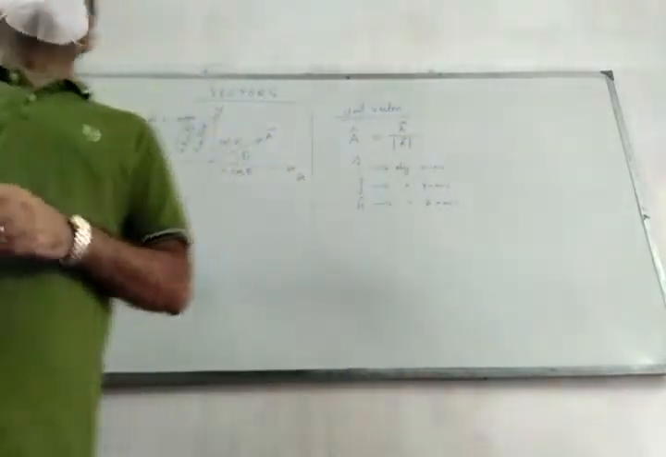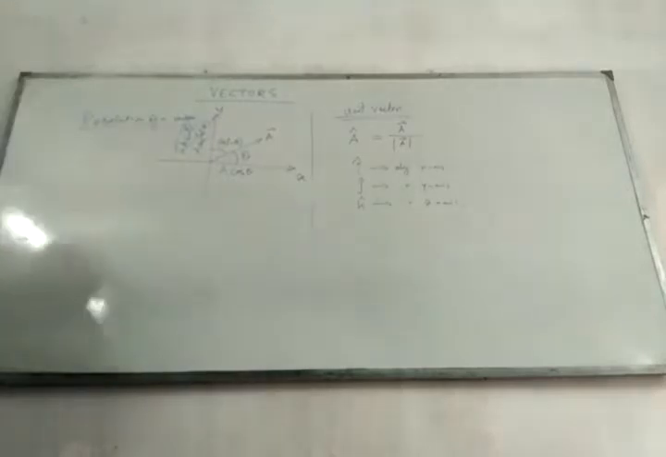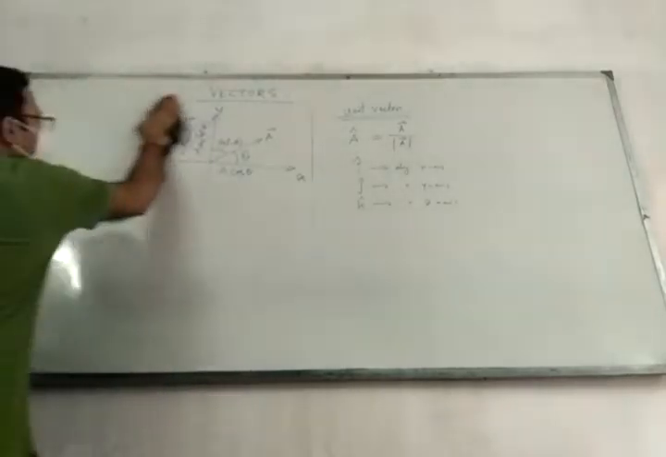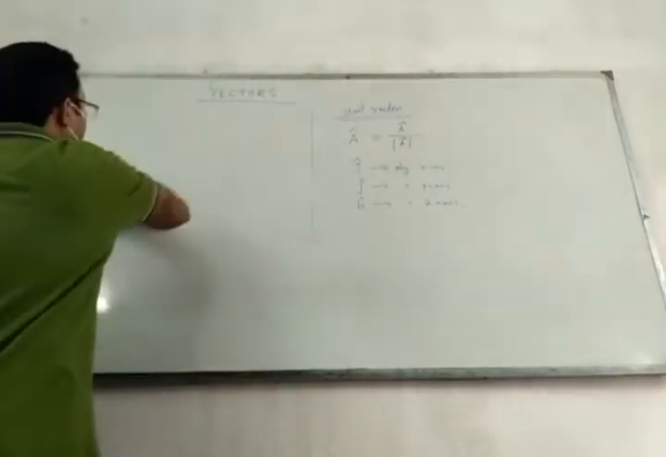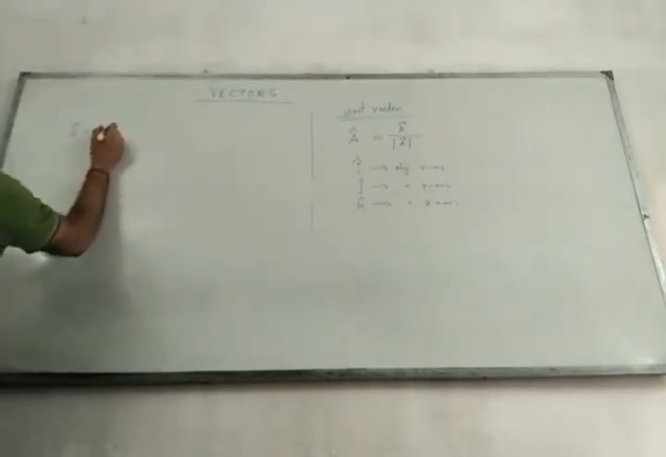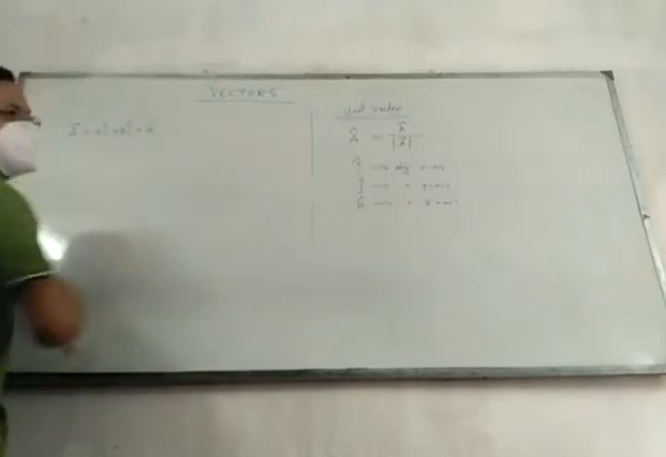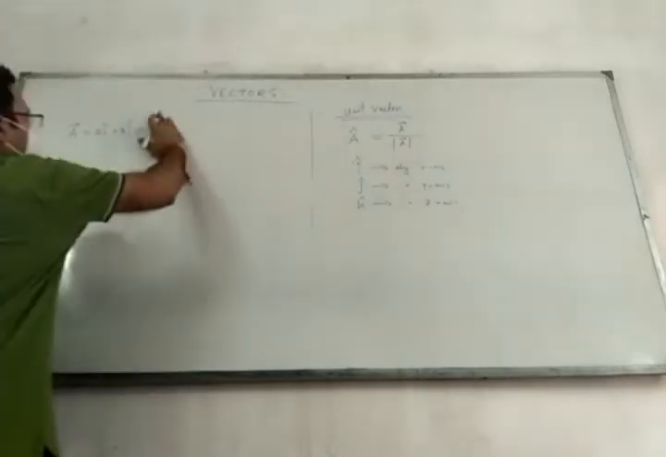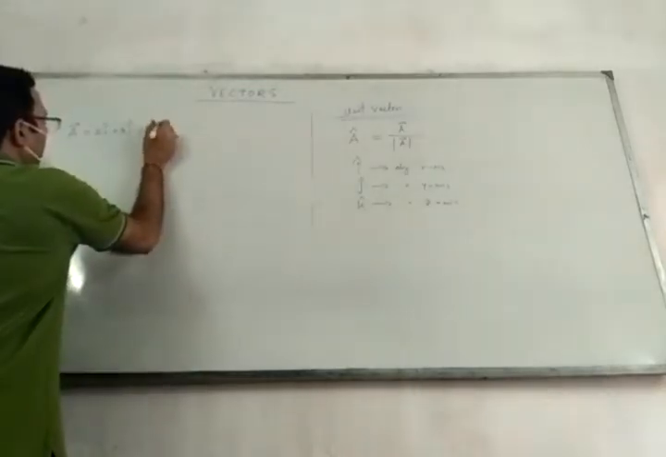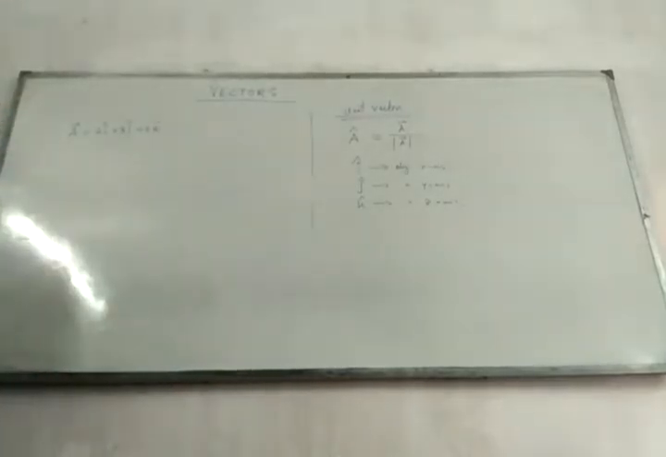So the question is, what are we doing when the vectors are given in i, j, k form? You need to understand this very carefully. If a vector A is given as 2i plus 3j plus 4k.